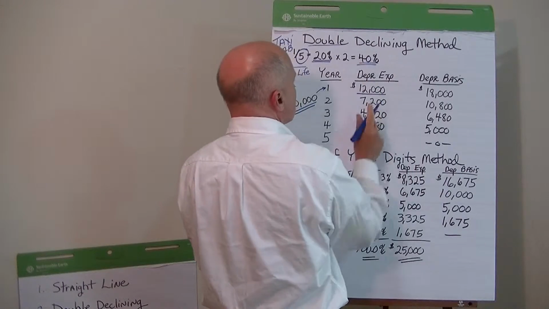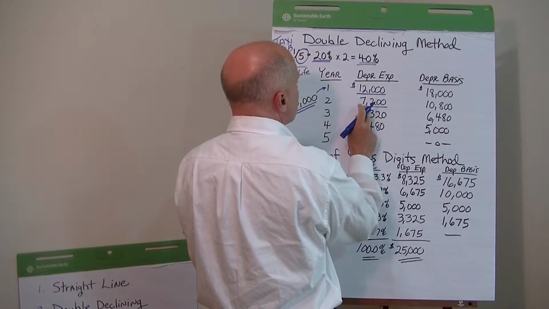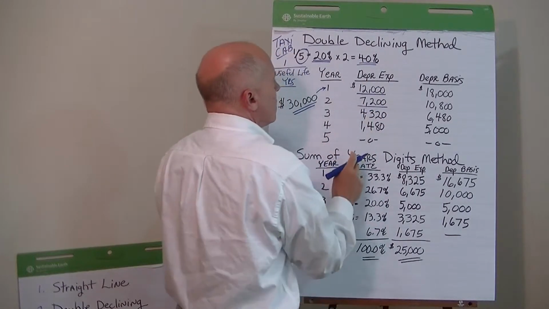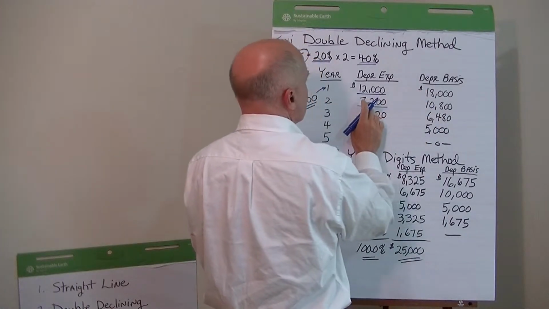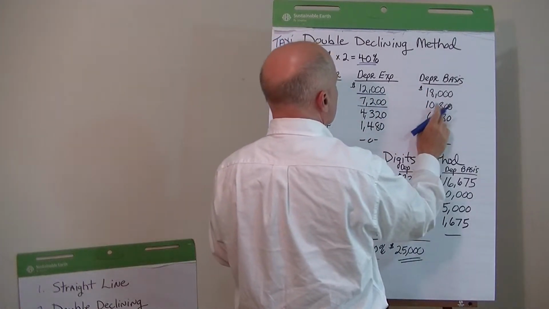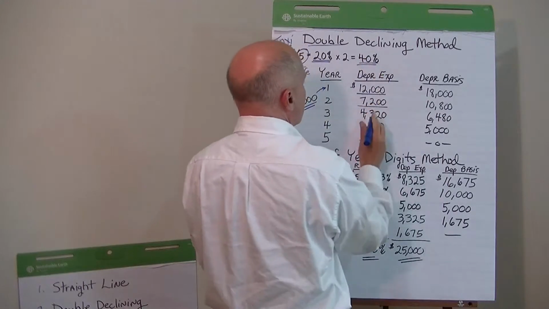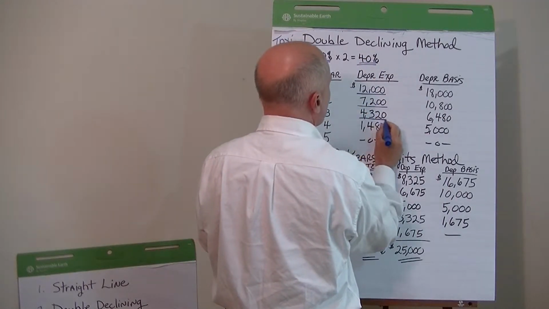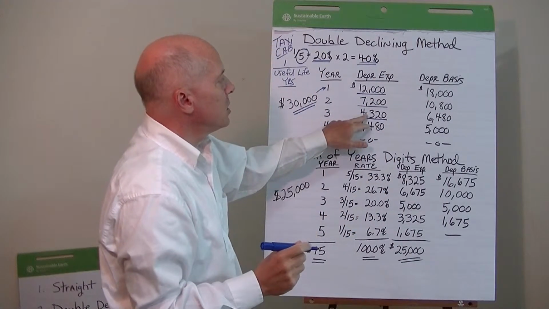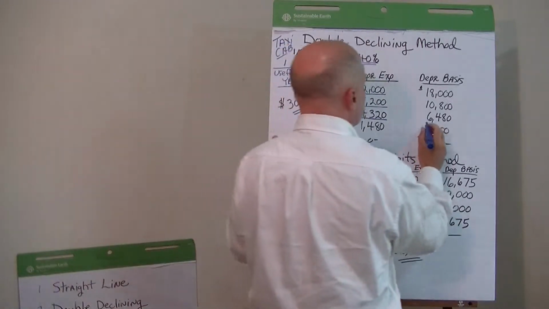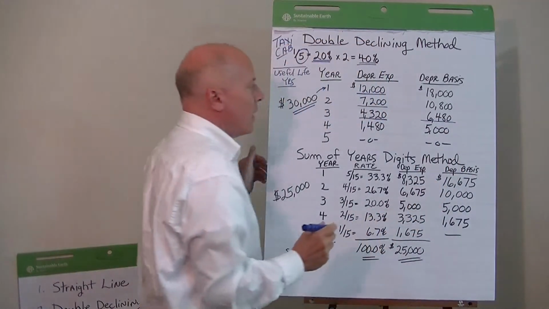$18,000 times 40% is $7,200 in year 2. 18,000 less 7,200 is 10,800. 10,800 times 40% is 4,320 of depreciation expense. That leaves this depreciable basis of 6,480.